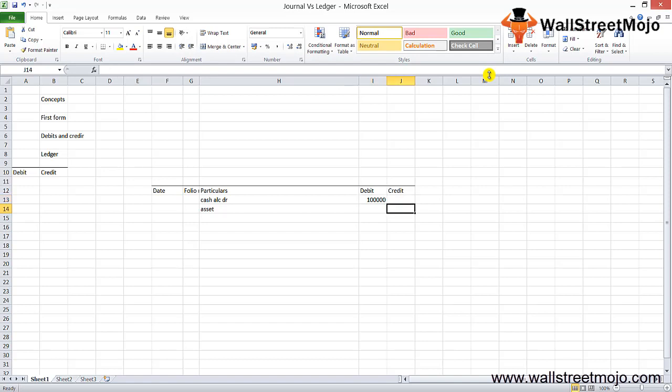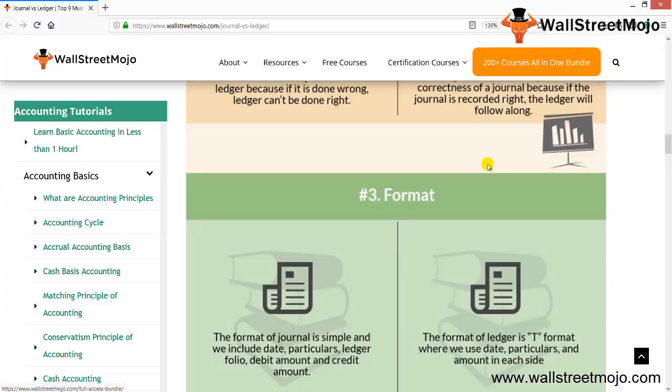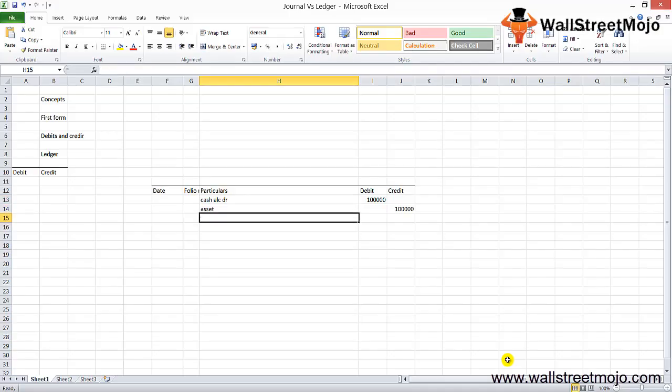So debit what comes in, credit what goes out, asset is going out. So this is how the entries have been recorded. The format of the ledger is T format, where we use date, particulars, and the amount on each side. So it's something like this for the ledger.